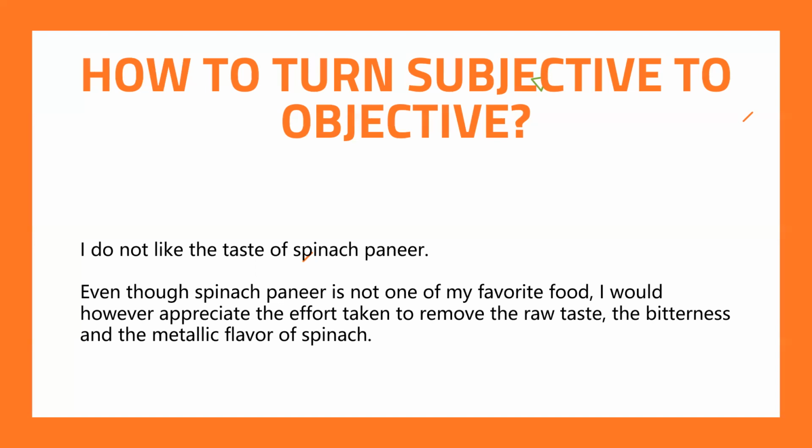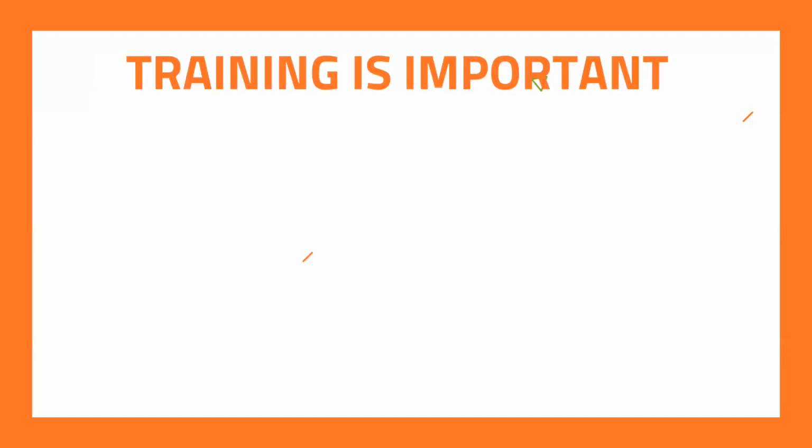So I'm acknowledging the effort taken by the sender to prepare the dish, and therefore then talk about the quality of the food that is prepared by the sender. Here, I'm giving very specific information about the dish that is prepared by the sender. Now let us understand that it is necessary that we train the receivers to give objective feedback. And so therefore training is very important in this particular type of feedback.